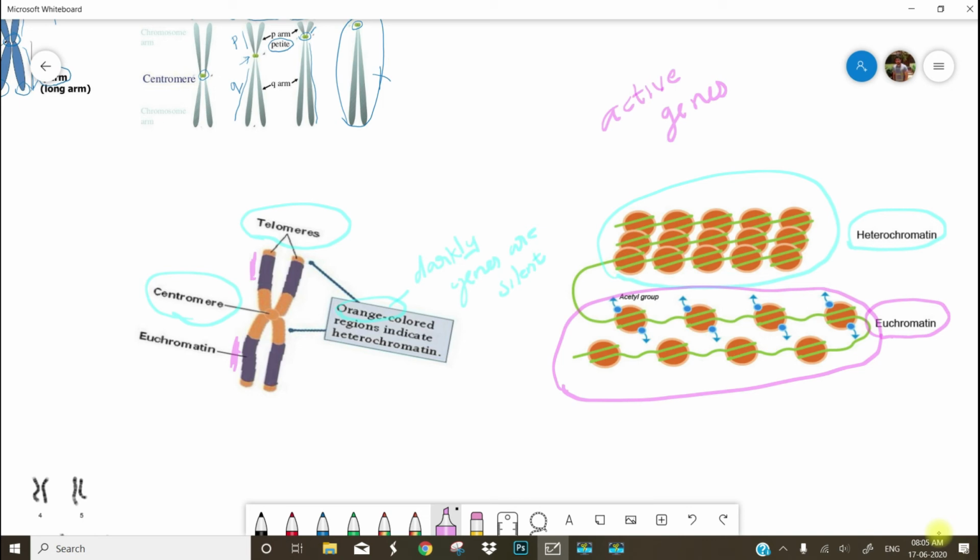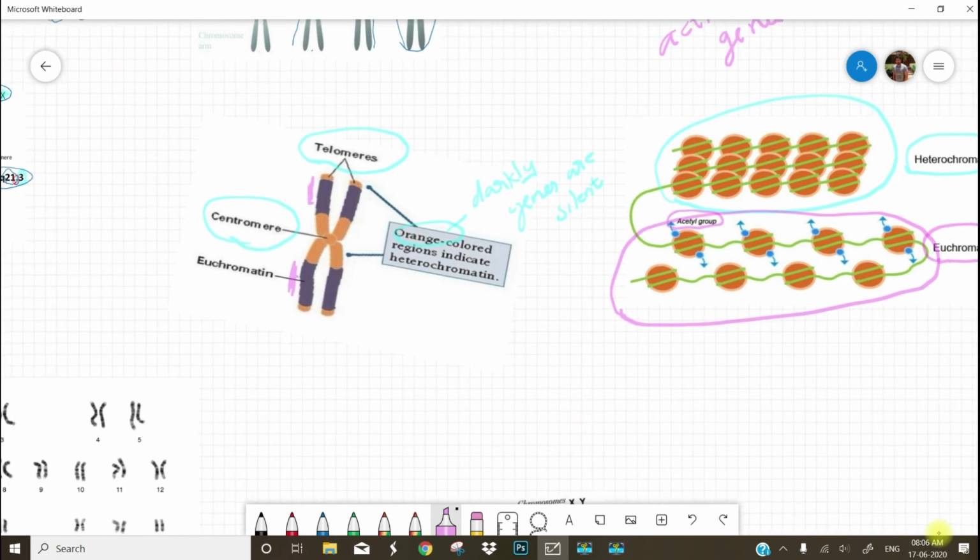Always remember, heterochromatin is a region which is transcriptionally inactive. That means genes are silent there. Euchromatin is a region which is transcriptionally active. That means genes are very active there. So the packaging difference is also visible here, and there is another term here, acetyl group. When an acetyl group is attached to the histone proteins, the packing gets loosened, and we can call that kind of mechanism epigenetics. We will discuss epigenetics in some other video.